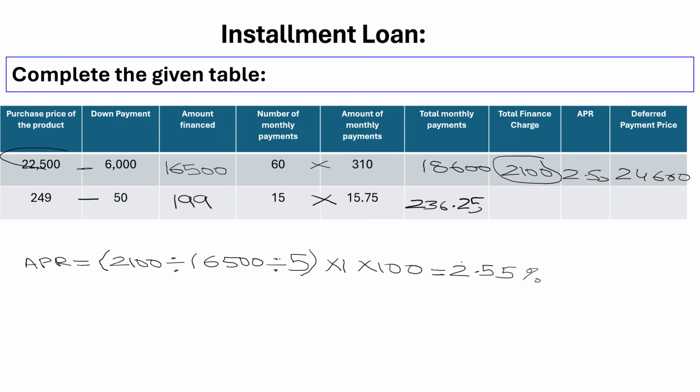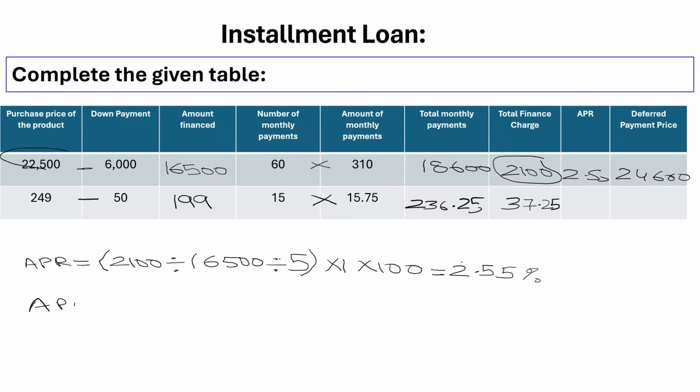Then total finance charges, as I told you before, how do you calculate? 236.25 minus 199. So here you will get 37.25. Right? Again we will calculate APR in the same manner which we have done here.